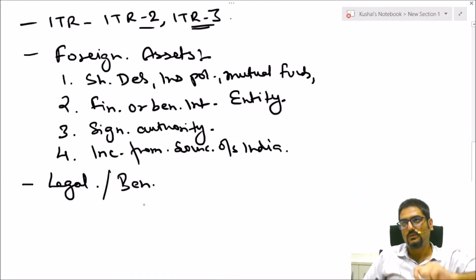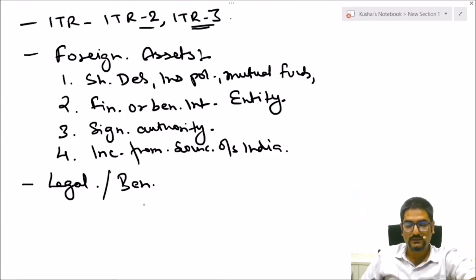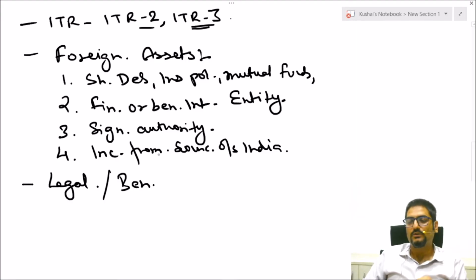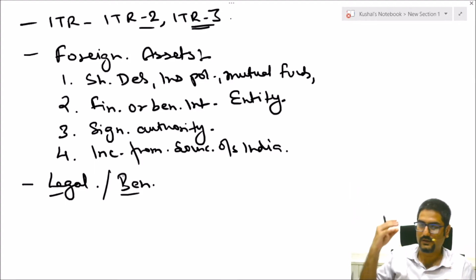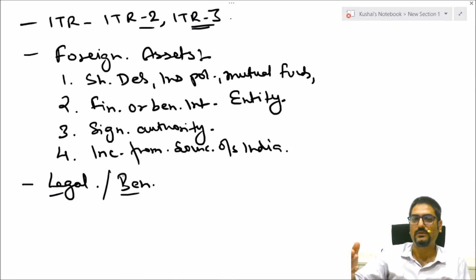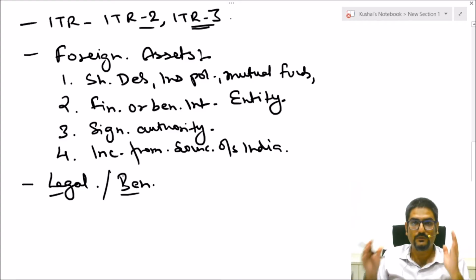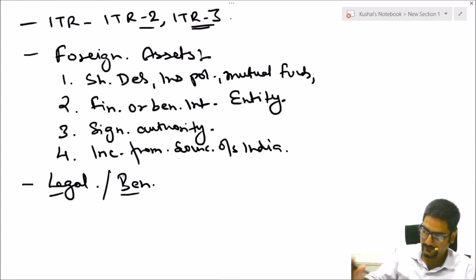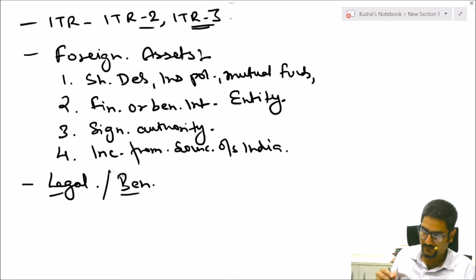You are not the owner on the papers, but when you look at substance over form, you find that person X is not the legal owner, but is the beneficial owner. The legal owner is somebody else. So whether you are a legal owner or a beneficial owner, you have to report your foreign assets and your foreign income in the income tax return, irrespective of the type of ownership that you hold in your foreign assets.